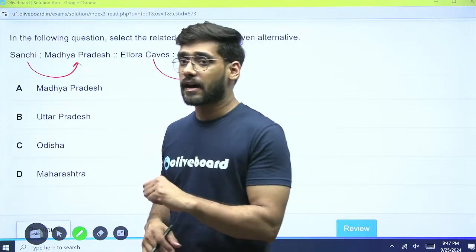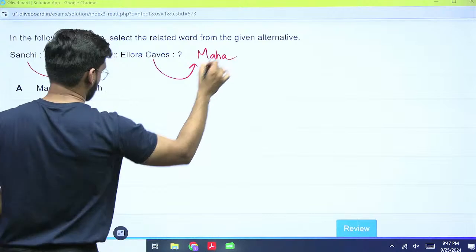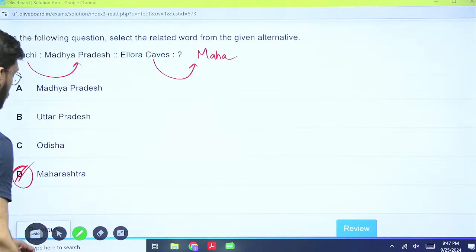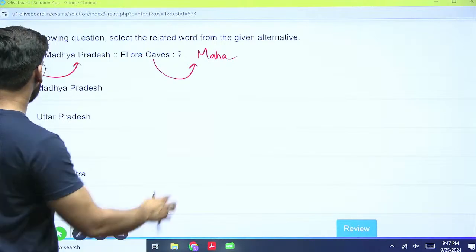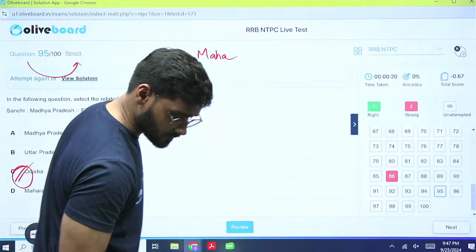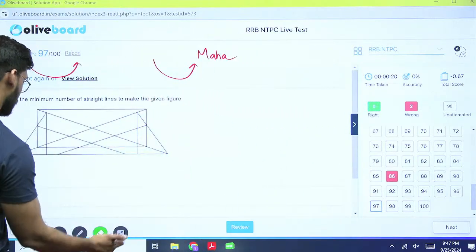And where are these caves? These caves are in Maharashtra. Ajanta and Ellora caves. I hope you have heard the names Ajanta and Ellora. The right answer should be option D, Ajanta and Ellora caves. Next one. Okay, the last question is on our screen.